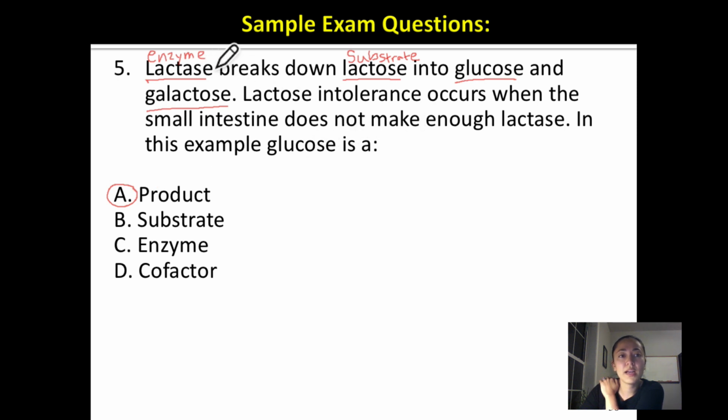Also, one thing I want to point out is that enzymes tend to end with ACE. So that's one tip to help you realize which molecule is the enzyme. So every time you read a question like this, ask yourself, okay, where's the enzyme? What's causing a change? What is being changed? That's the substrate. And what are the results? Those are the products.